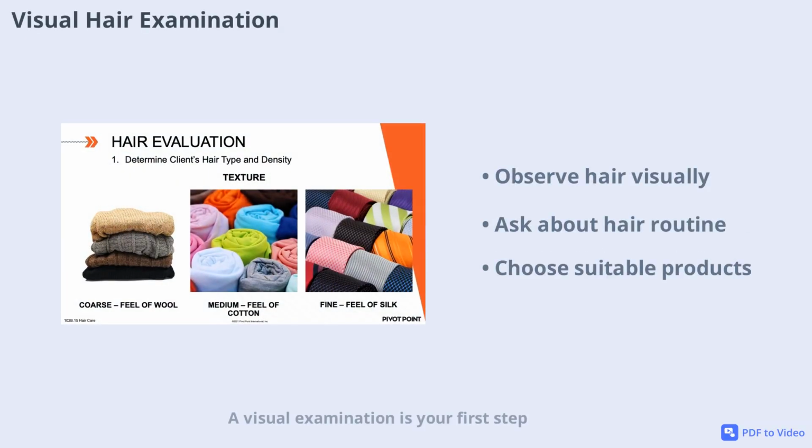A visual examination is your first step in assessing the condition of a client's hair. By closely observing the hair, you can gather clues about its health and determine which products or treatments will be most effective. Don't hesitate to ask your client questions about their hair care routine and any concerns they may have. This open dialogue helps you make informed decisions and builds trust.